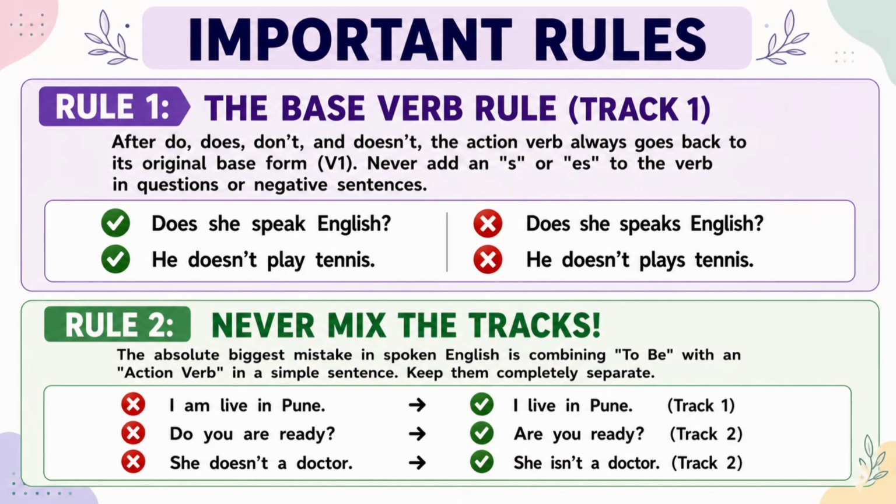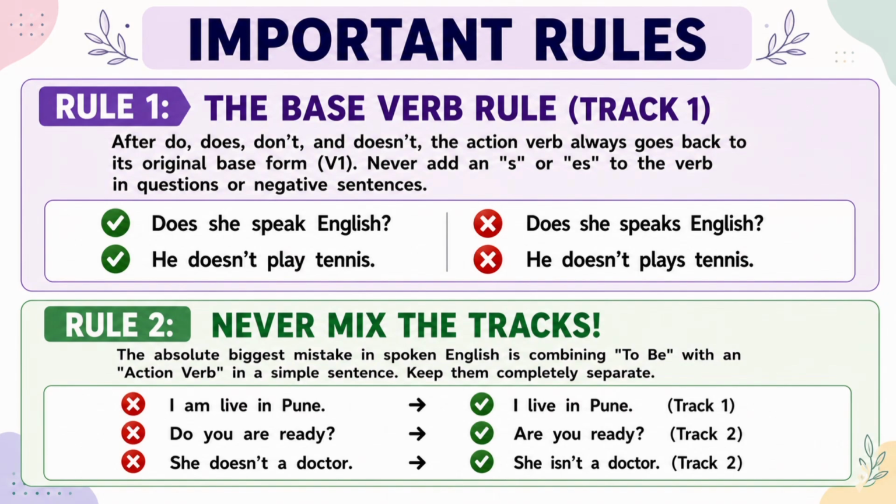Now let's learn some very important rules. Rule number 1 is the base verb rule for track 1. After do, does, don't, and doesn't, the action verb always goes back to its original base form, which is verb 1. Never add s or es to the verb in questions or negative sentences.